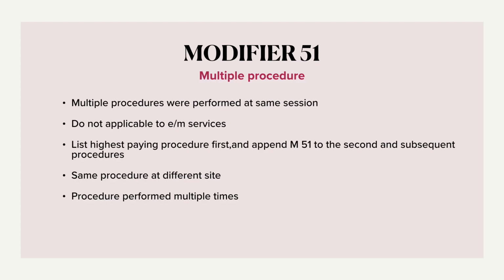51 is the modifier for multiple procedures performed at the same session. It is not applicable to evaluation and management services. When appending modifier 51, list the highest paying procedure first and append modifier 51 to the second and subsequent procedures. It can be applicable when the same procedure is performed at different sites and when procedures are performed multiple times. While appending modifier 51, there is a multiple procedure discount. This refers to the practice of reducing reimbursement for subsequent procedures. Why? Because of shared resources when two or more procedures are performed together.